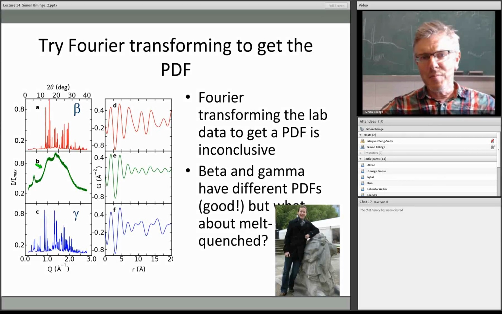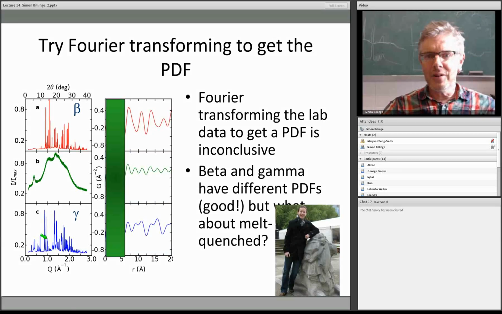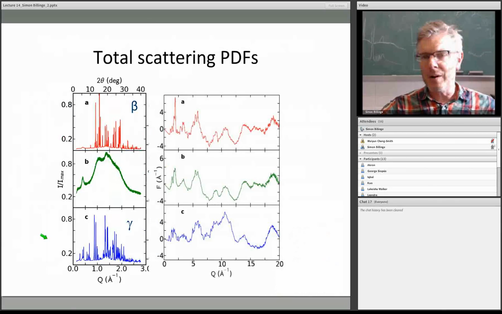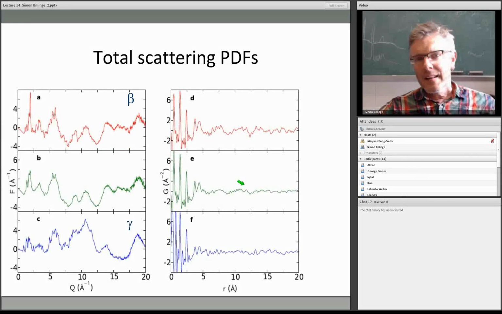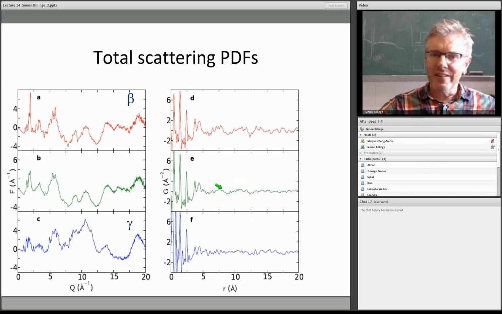And if you're going to fingerprint, you want to know what the packing looks like. So you want to say, is this melt-quenched material, are the molecules packing in the gamma form, or are they packing in the beta form? So you want to look at this green curve, and you say, is it more like this one or that one? And there's no hope, basically. But if we do a total scattering PDF measurement, these are the data measured over a narrow range of Q, but these are the data measured over a wide range of Q, and these are the data which have been Fourier transformed to the PDF.